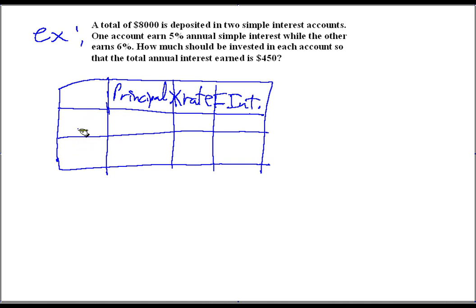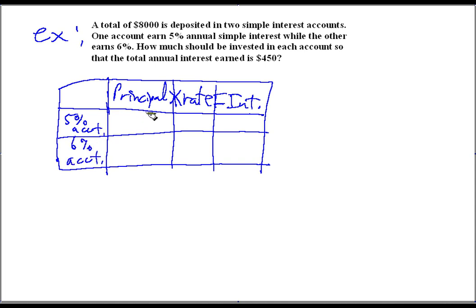Well, these two boxes are the accounts that we're investing in. We're investing in two accounts. We're investing in the 5% account and a 6% account. So identify those, 5% account and 6% account. Alright?